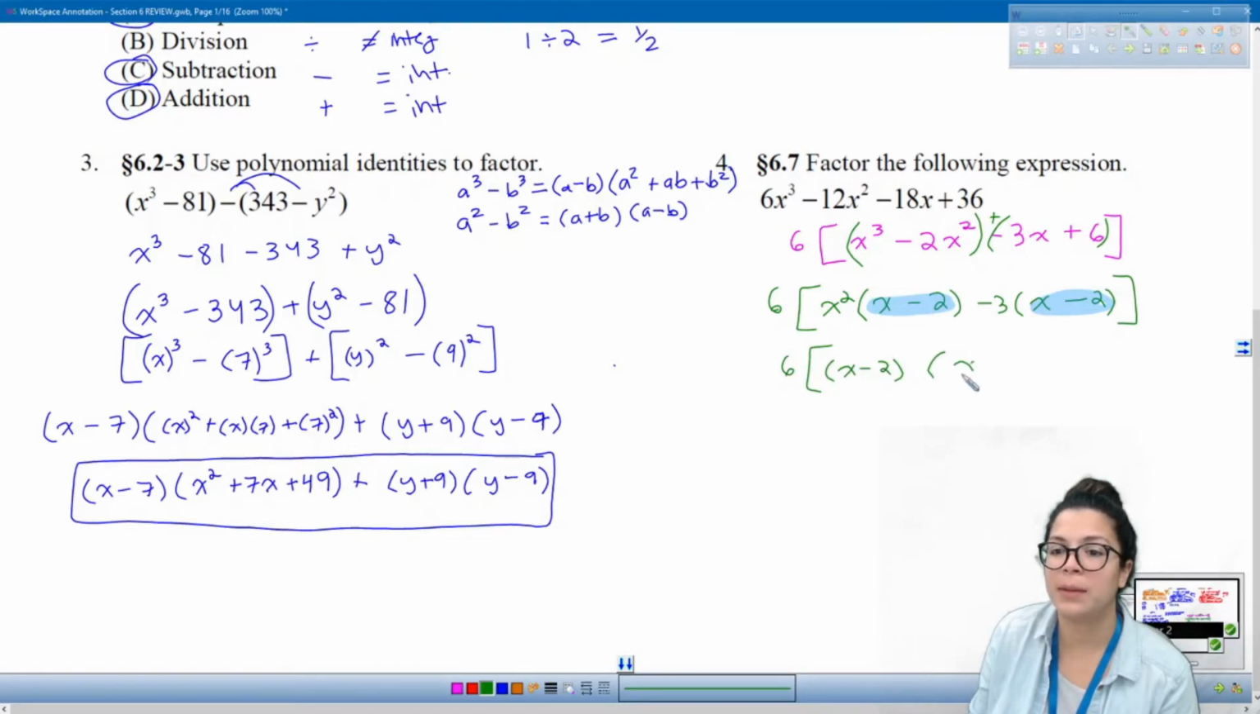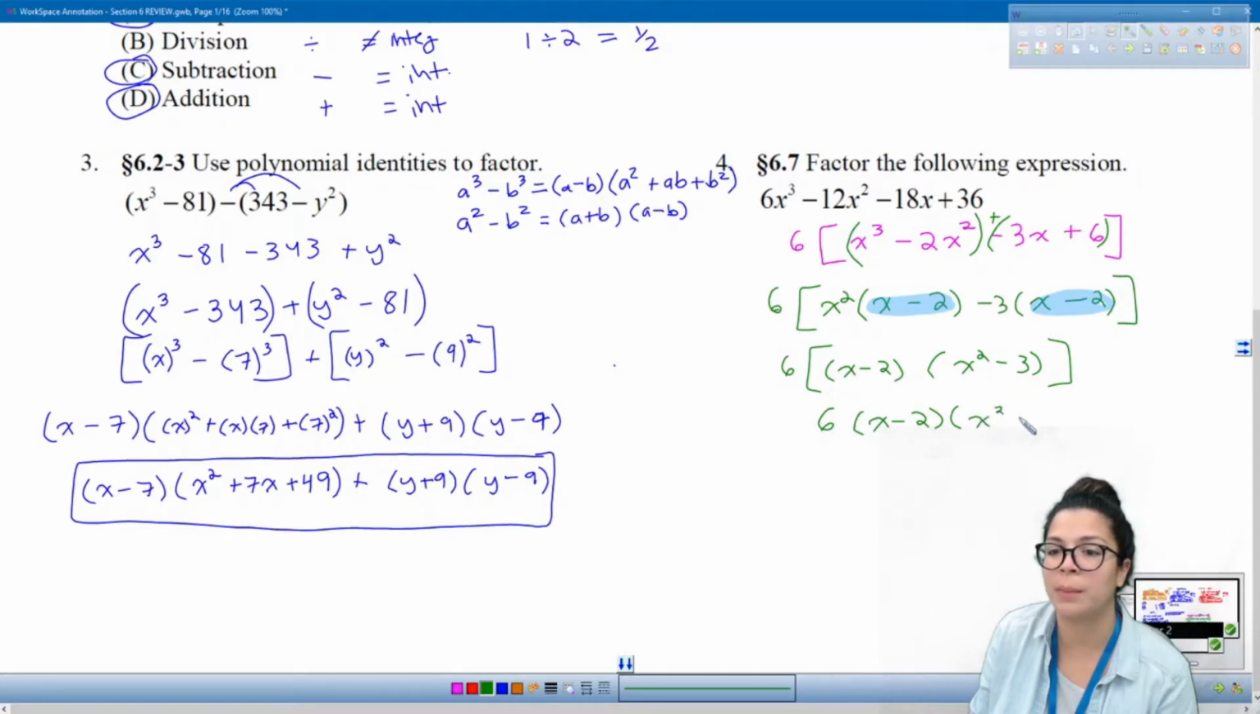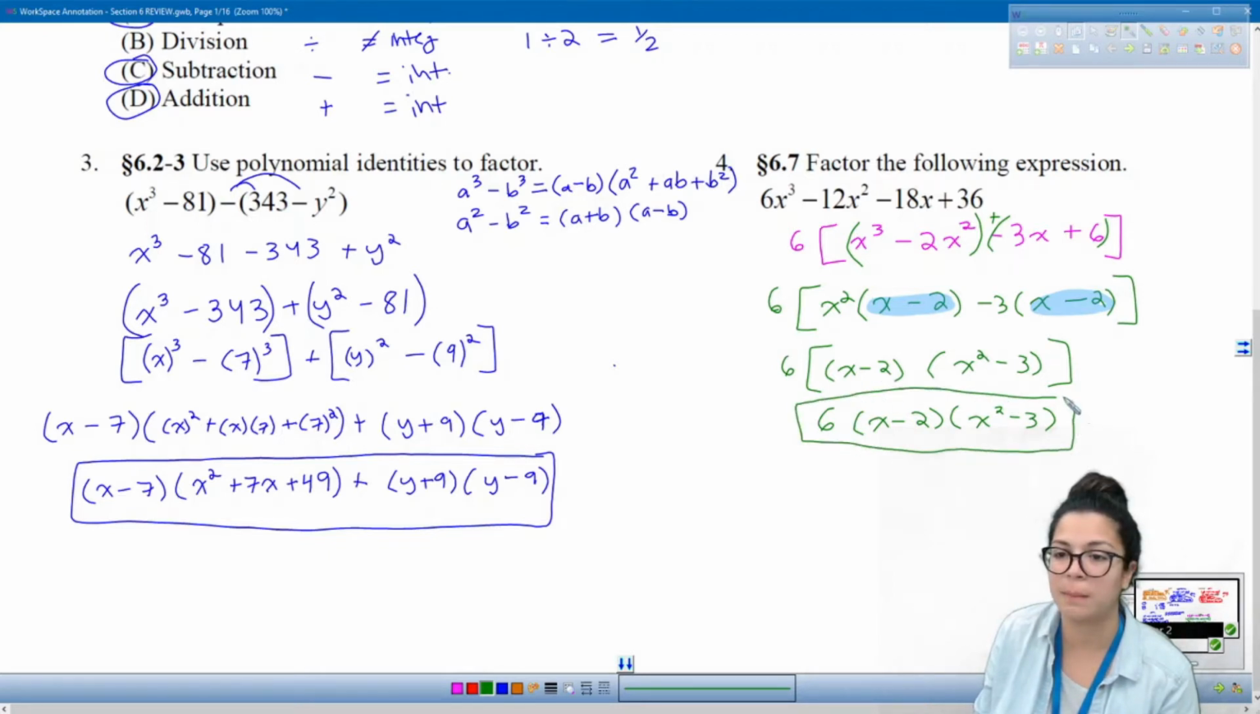And that leaves me with x squared minus 3. So my final answer is 6 times (x minus 2) times (x squared minus 3). This is a perfect square, but 3 is not a perfect square, so that is not a difference of squares, and that is as much as I can factor.